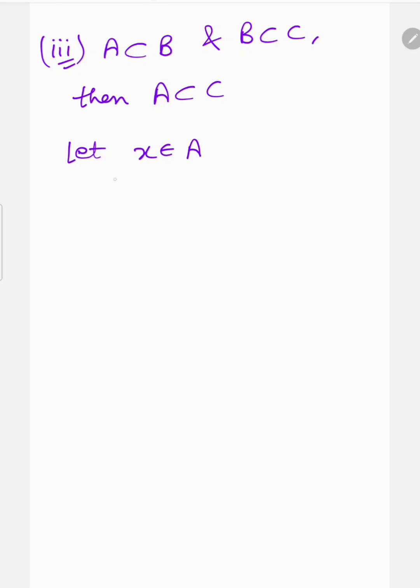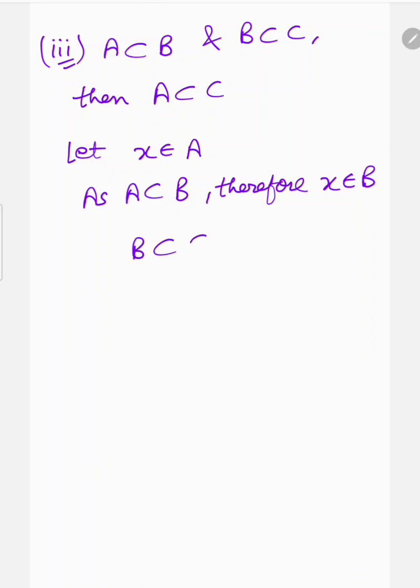As A is a subset of B, therefore, x must belong to B. ठीक है? And B क्या है? B C का सबसेट है. B is the subset of C.